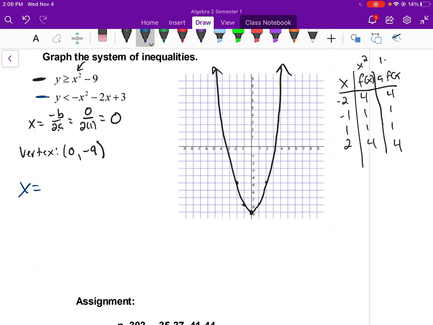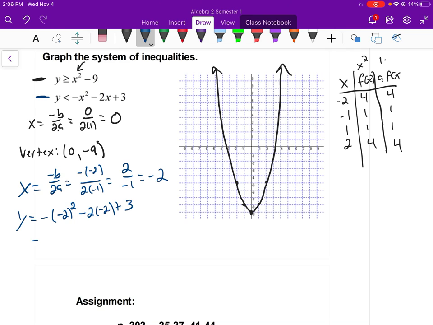We got our x-coordinate of our vertex, negative b over 2a again. So negative 2 over 2 times negative 1, which will be 2 over negative 1, or negative 2. Then plugging that back in to get the y-coordinate: negative 2 squared minus 2 times negative 2 plus 3, which is negative 4 plus 4 plus 3, so a y-coordinate of 3. We get a vertex of negative 2, 3.